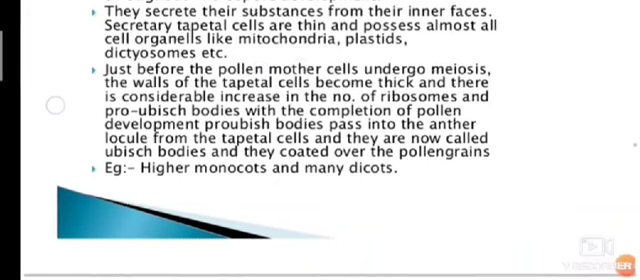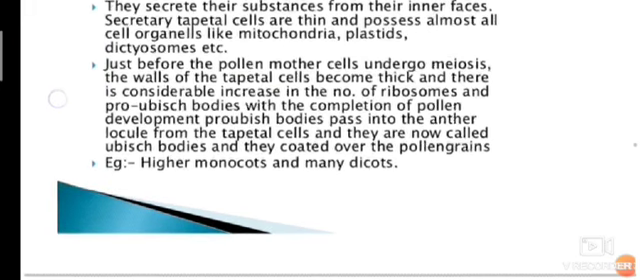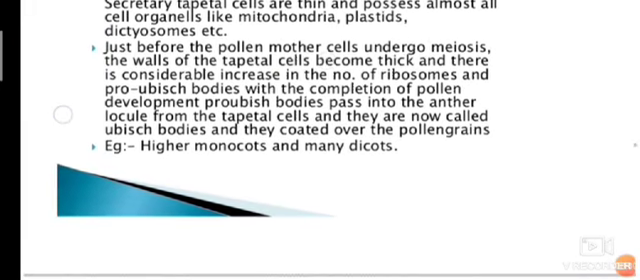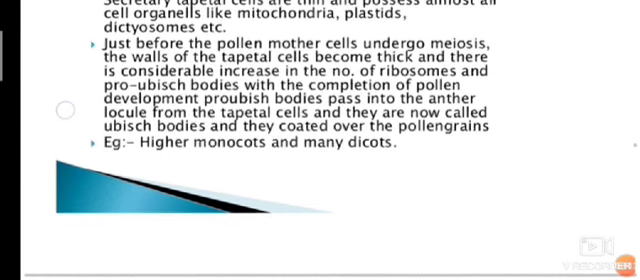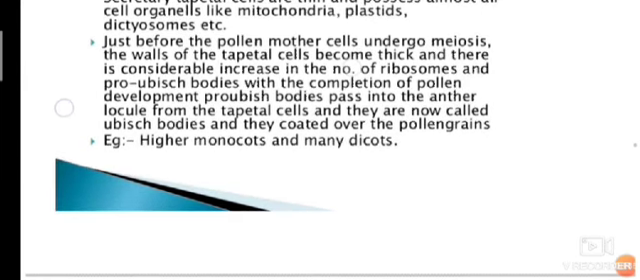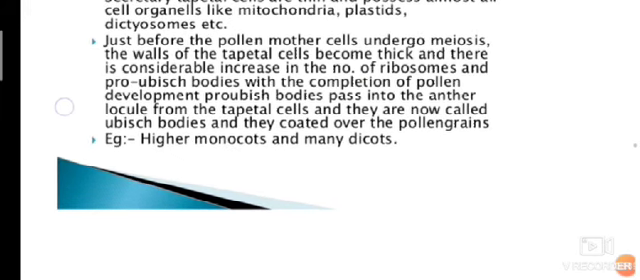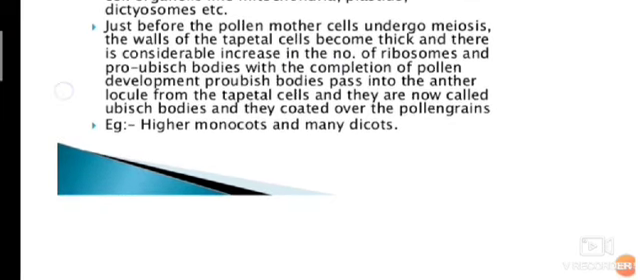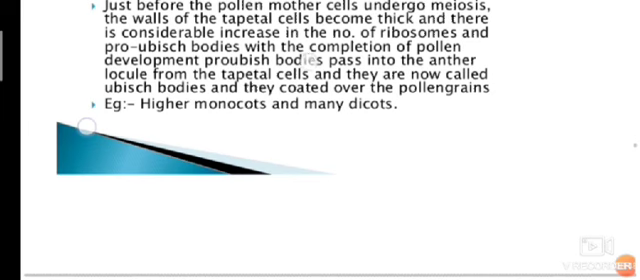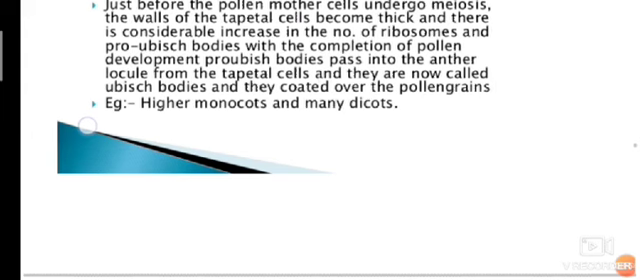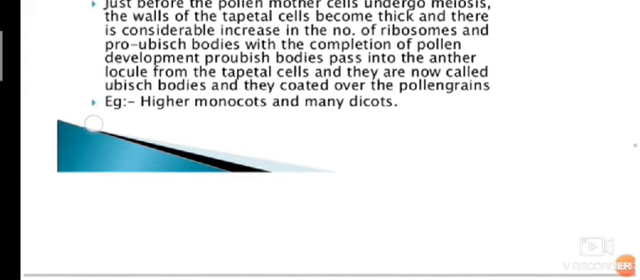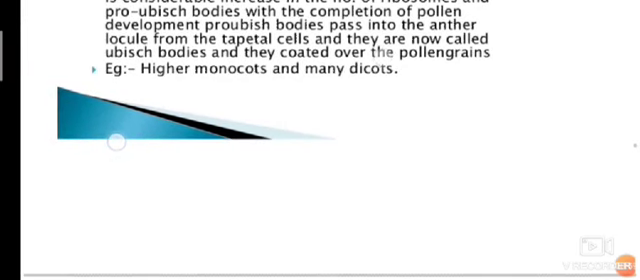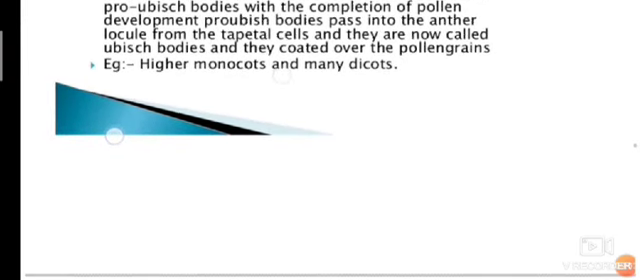Just before the pollen mother cells undergo meiosis, the walls of the tapetal cells become thick and there is a considerable increase in the number of ribosomes and pro-Ubisch bodies. With the completion of pollen development, pro-Ubisch bodies pass into the anther locule from the tapetal cell and are now called Ubisch bodies, and they are coated over the pollen grains. Examples: higher monocots and many dicots.